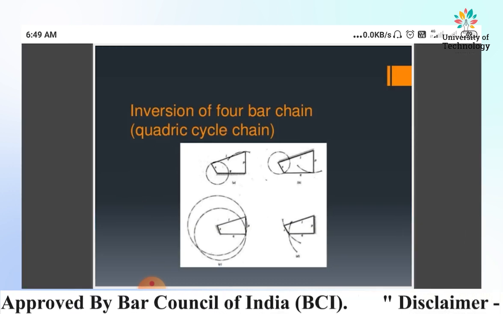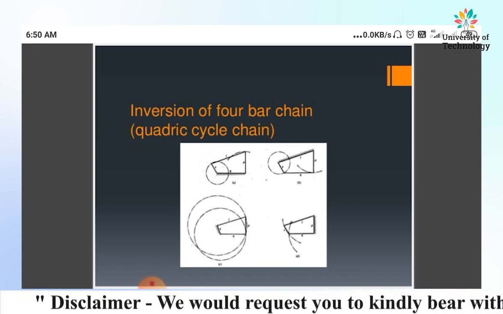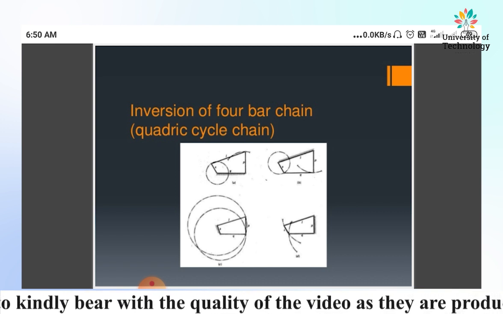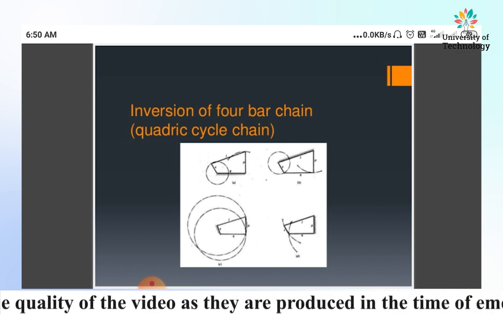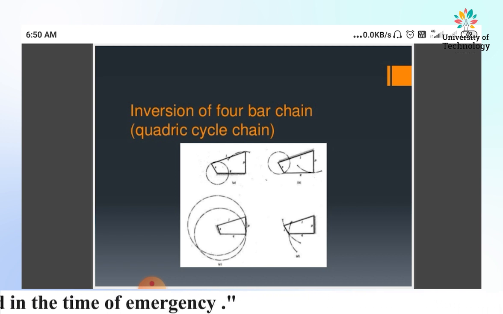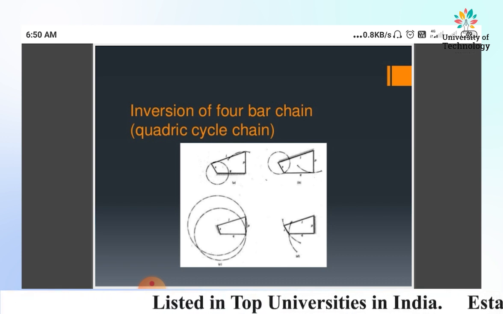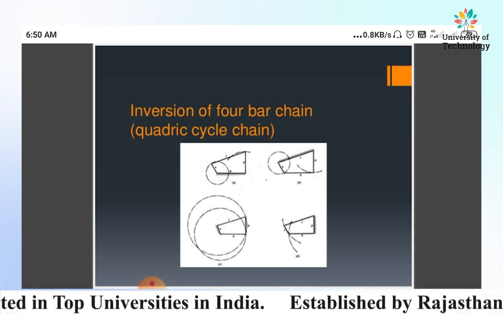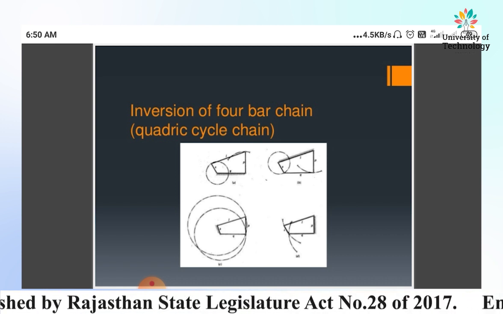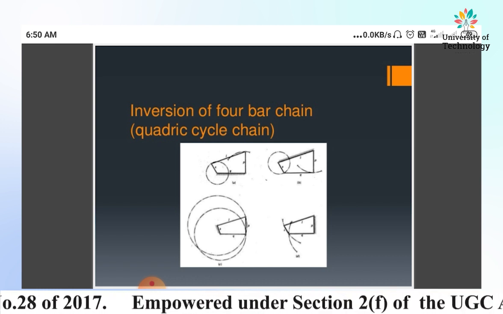An inversion of the four-bar chain. For example, we take the example of the quadric cycle chain, as shown in the figure. In this, one link is fixed and all the other three links rotate about this link.